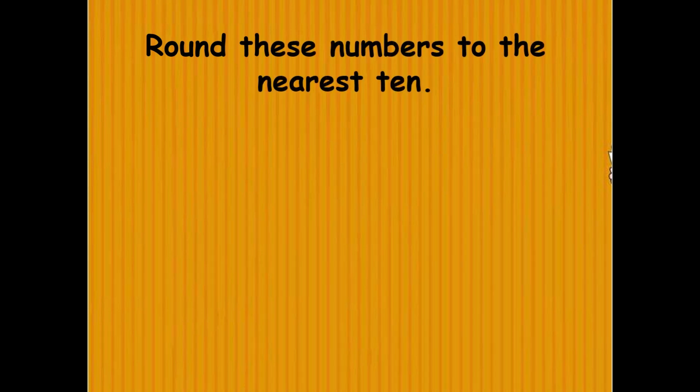Let's try more examples. Round these numbers to the nearest 10. 446. We circle digit 4 and digit 6 in the ones place. Round up or round down? Round up. That means you choose between 440 or 450. Digit 6. Round up. The answer is 450.